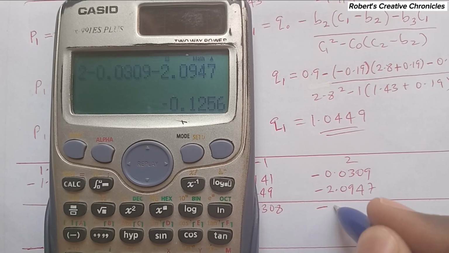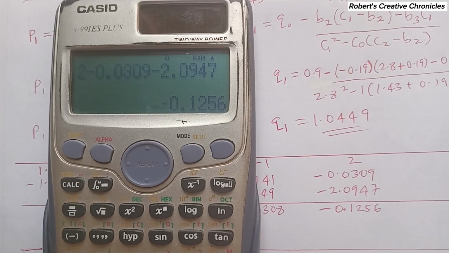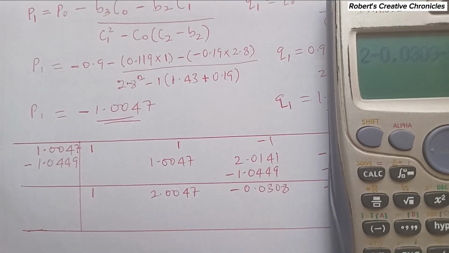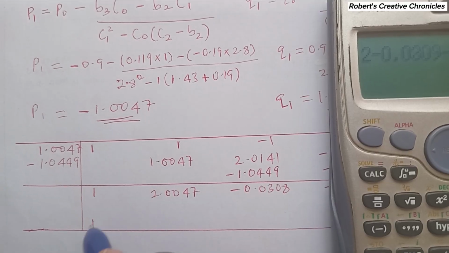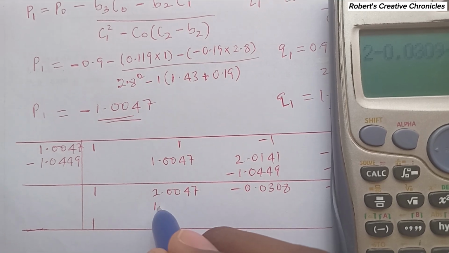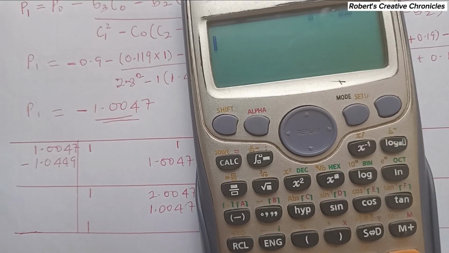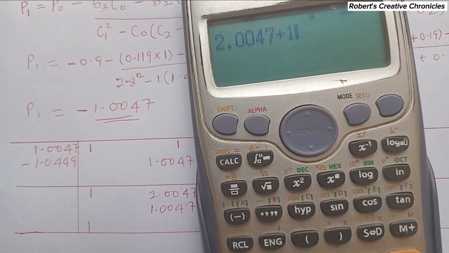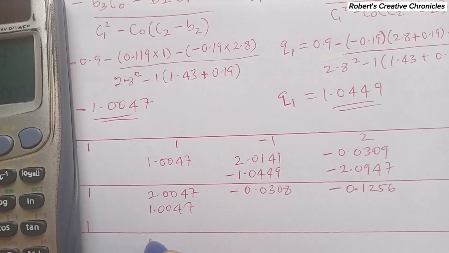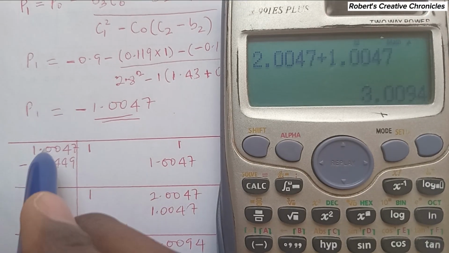Well, this is minus 0.1256. So then, next, we're going to bring down this one again. So it will be 1 times this, which is 1.0047. And we're going to add this together: 2.0047 plus 1.0047. So this is 3.0094.